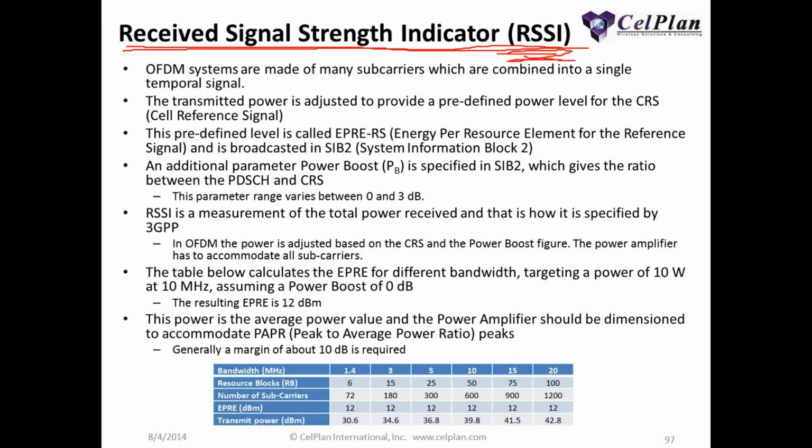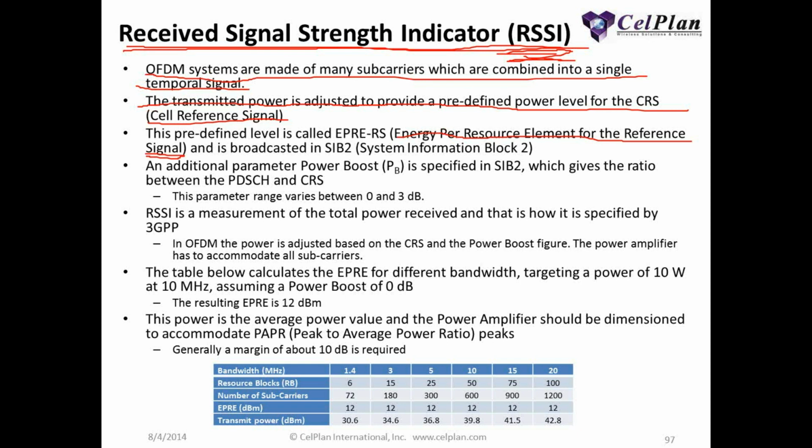First, the OFDM signal is really combined into a single temporal signal, and the transmit power is adjusted to define a predefined power level for the reference signals. This predefined level is called energy per resource element for the reference signal, and this is a value that is broadcast in SIB2. So the devices read this value and they know what energy was transmitted for each resource element.